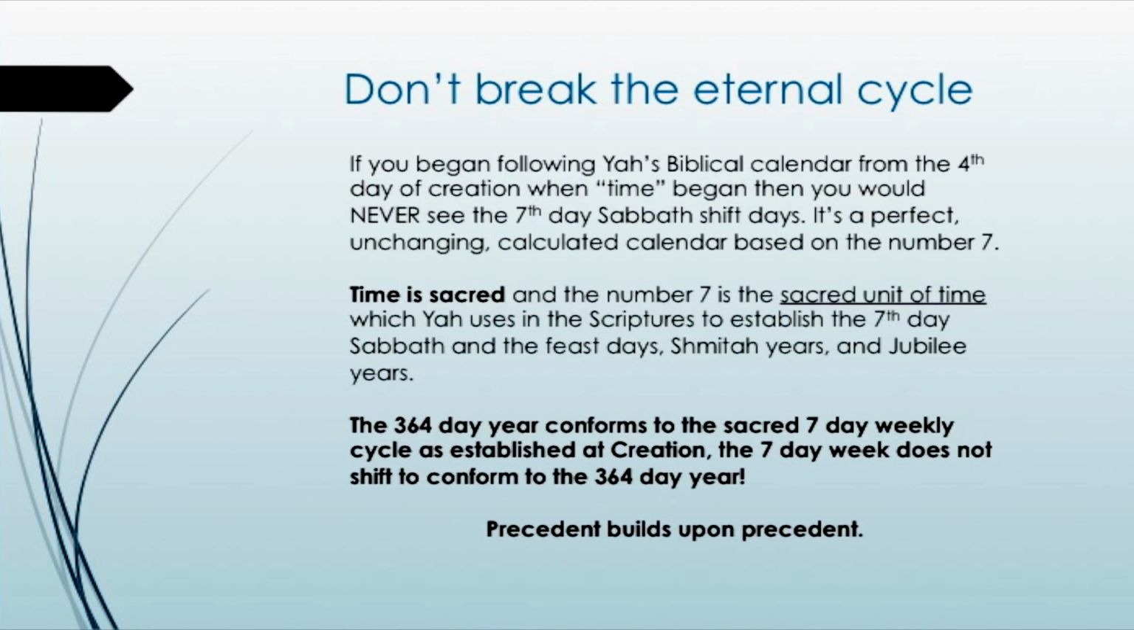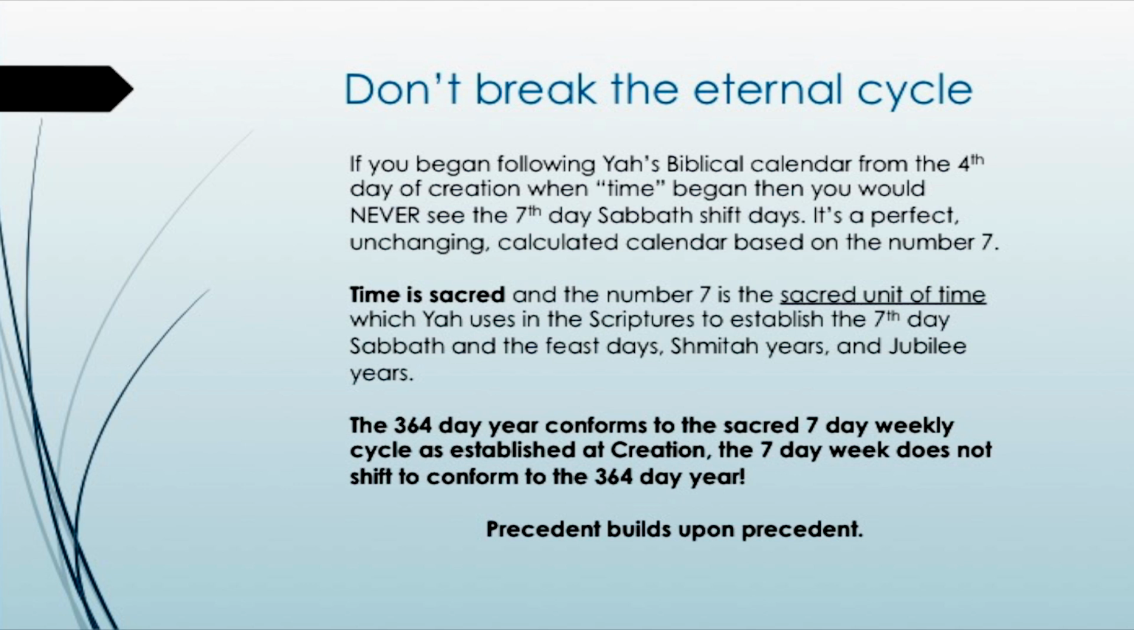You cannot break the eternal cycle. If you began following Yah's biblical calendar from the 4th day of creation, when time began, you would never see the 7th day Sabbath shift days ever. It is perfect. It is unchanging. It is a calculated calendar based on the number 7, which we first see in the 7 days of creation.